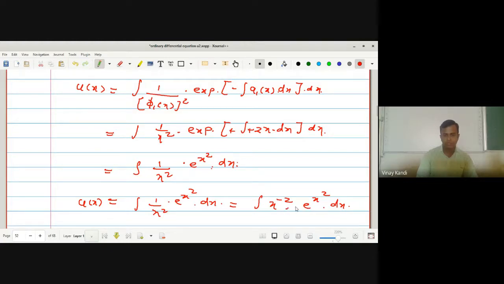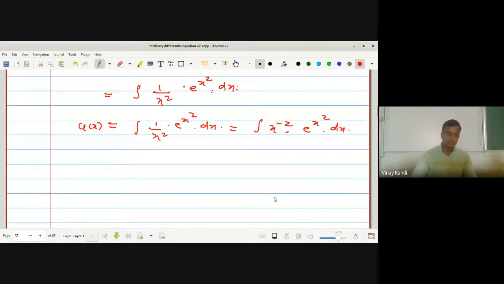If you can, apply the u into e rule and find it. So this is the u of x. So phi 2 of x is equal to, if it does not come, just leave it as it is, no problem. Phi 2 of x is equal to u of x into phi 1 of x, which is equal to x into integration x raised to minus 2 into e raised to x square dx. Okay, so this is the phi 2 of x.